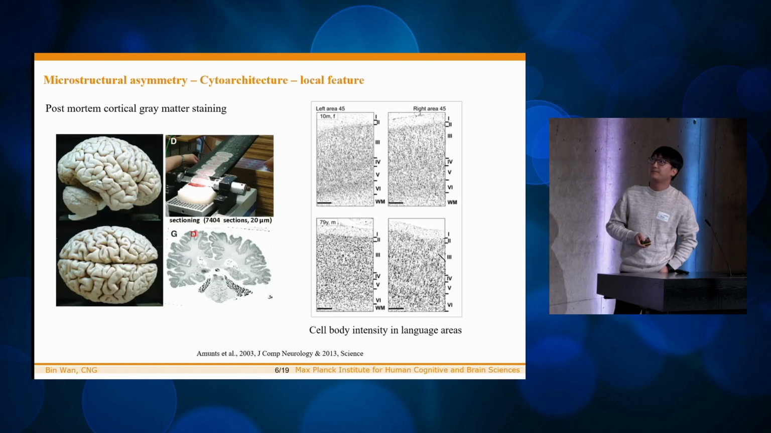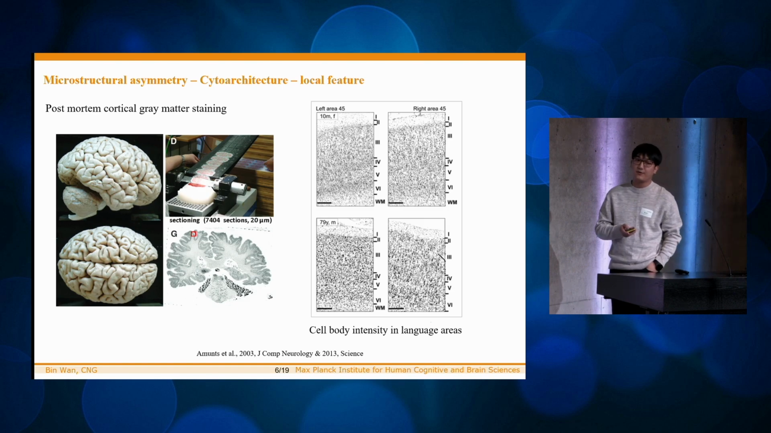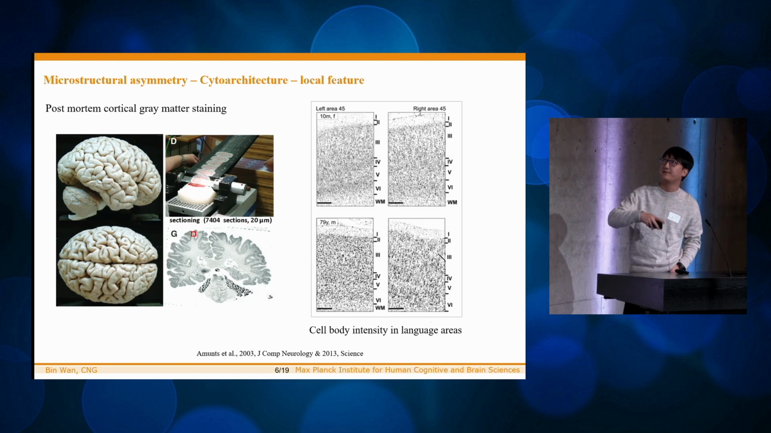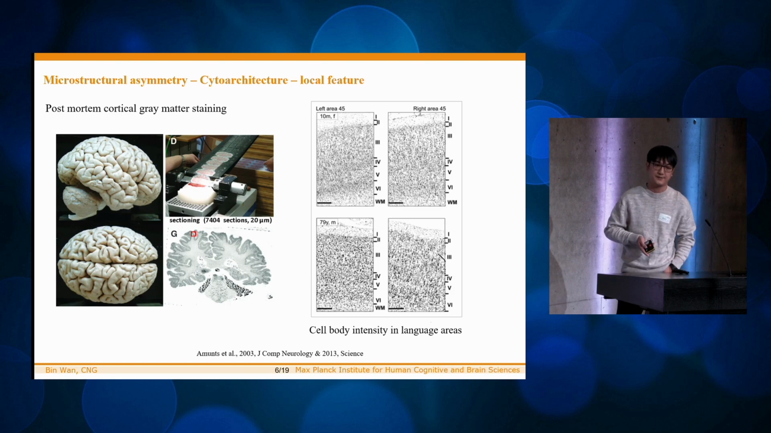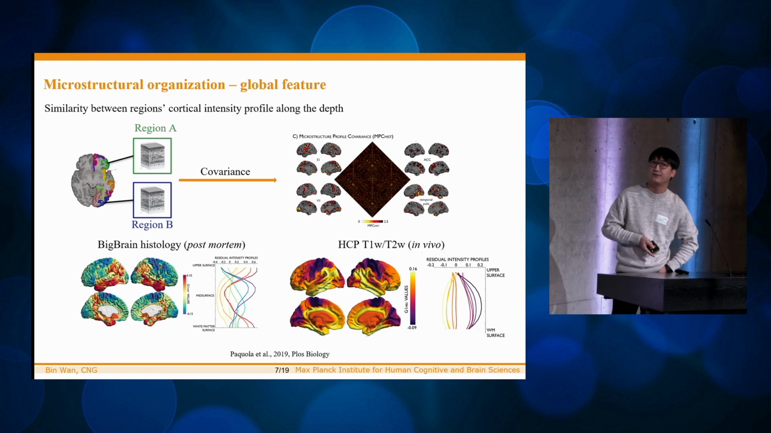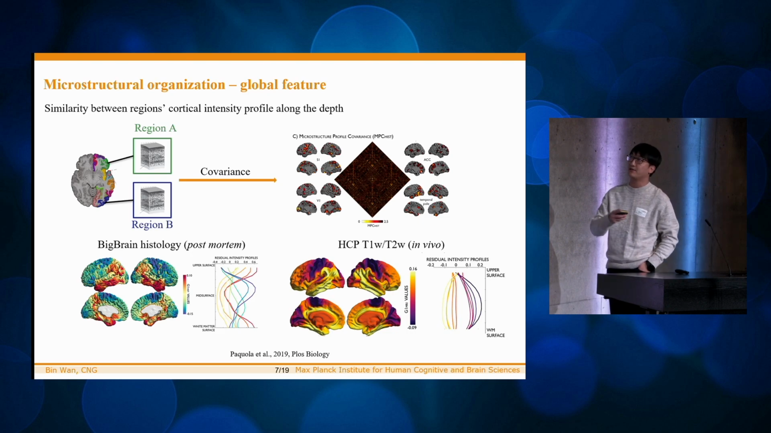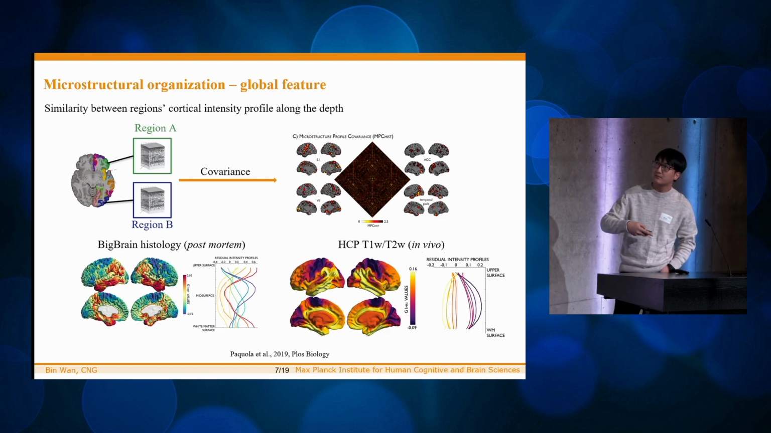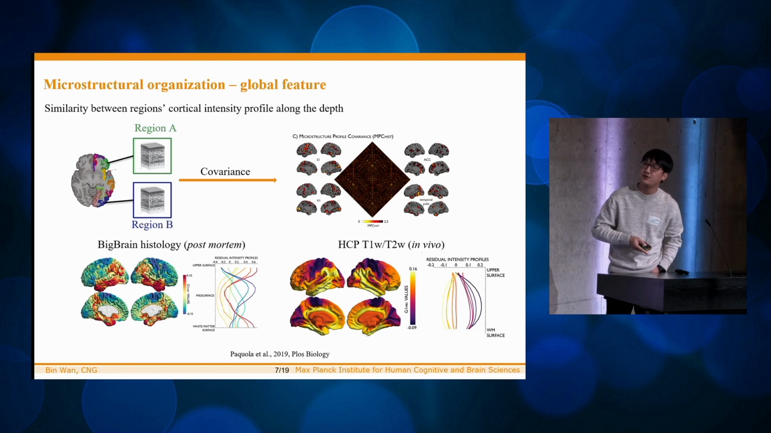For the post-mortem data, people also find, for the cytoarchitecture in the left hemisphere in BA area 45, the language region, a higher intensity in the left than the right hemisphere. More recently, Casey Paquola developed a way to study the global feature of the intensity, and they used the microstructure profile covariance to describe the organization feature across the cortex. They find, in the in vivo HCP data and also post-mortem BigBrain data, the first eigenvector follows a sensory to fugal axis.